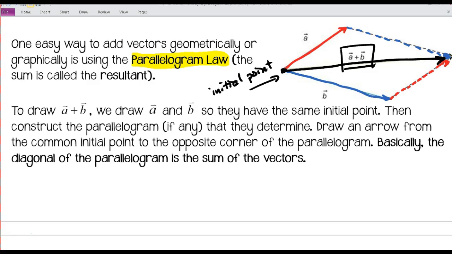This works really well if we just have two vectors that we're adding or subtracting. If you know another method from physics, it's perfectly fine to do it that way as well.